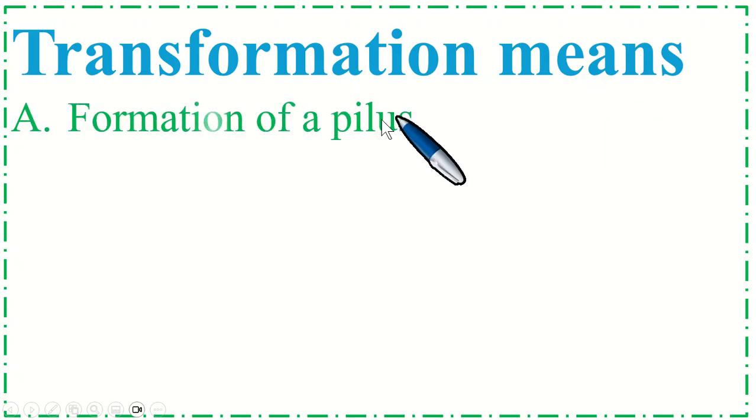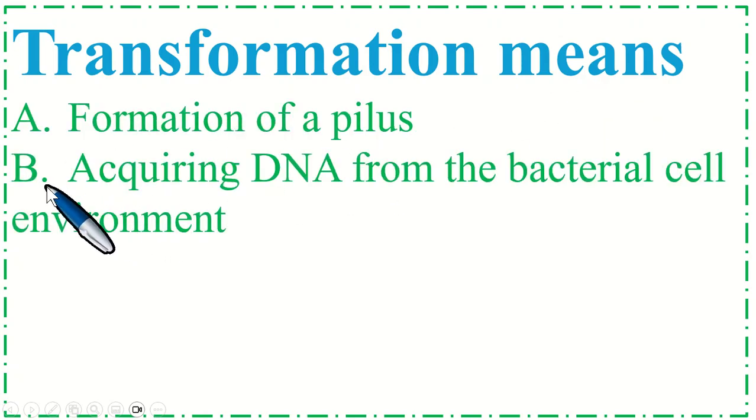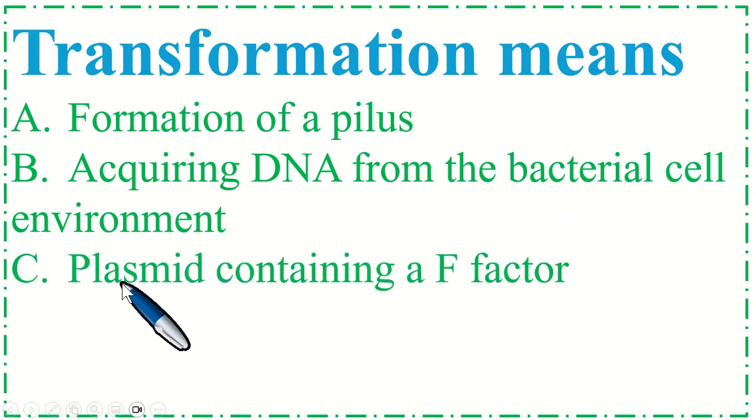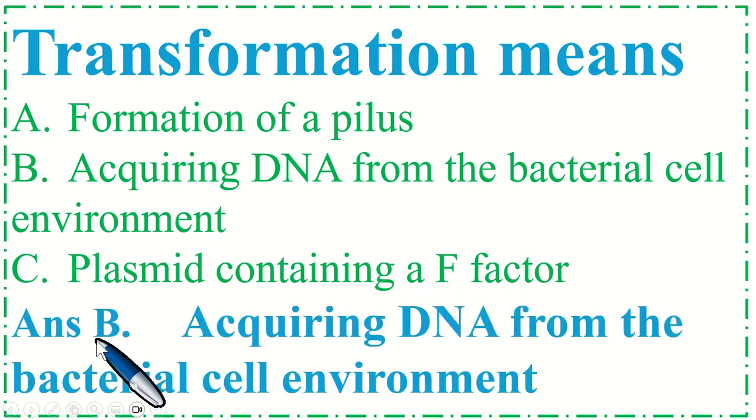Transformation means option A, formation of a pilus; B, acquiring DNA from the bacterial cell environment; C, plasmid containing a F factor. Correct option is B. Acquiring DNA from the bacterial cell environment.